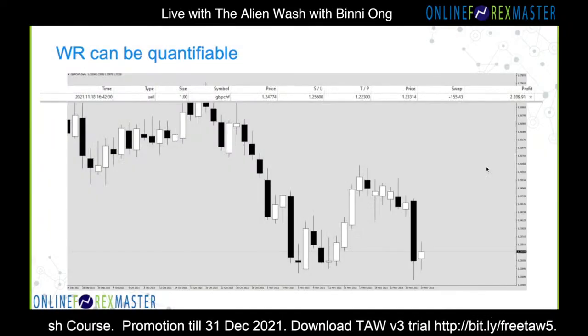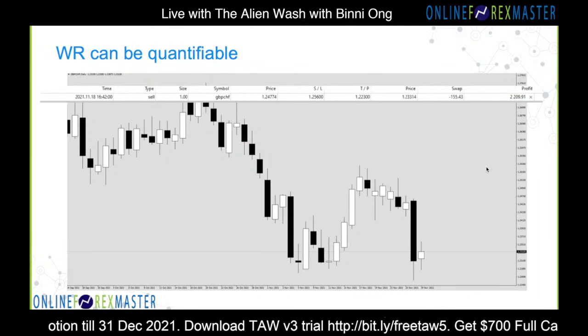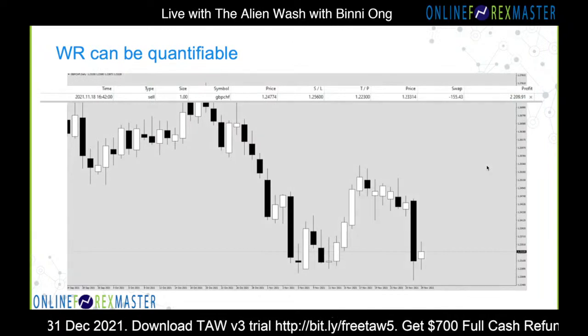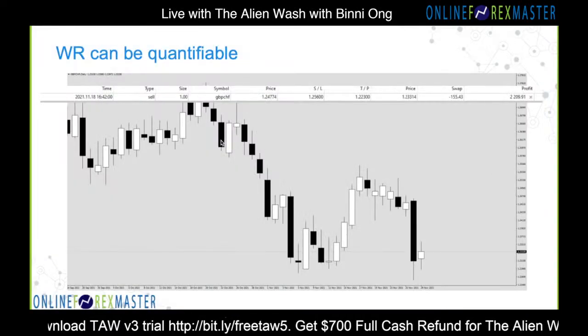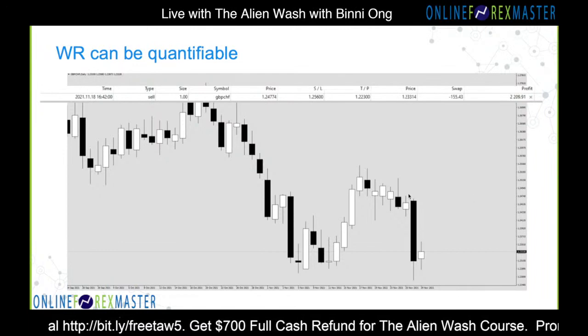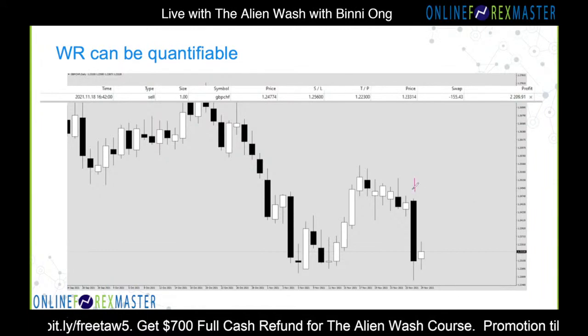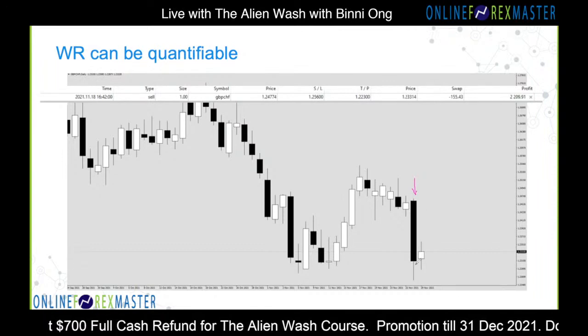Okay, now next question: is wash and rinse a candlestick pattern? The answer is no. It is not, because it is a lot more flexible. Now, this was a trade that happened recently. Now, do you see this long bar here? Yes? Now, do you wish to capture this long bar?